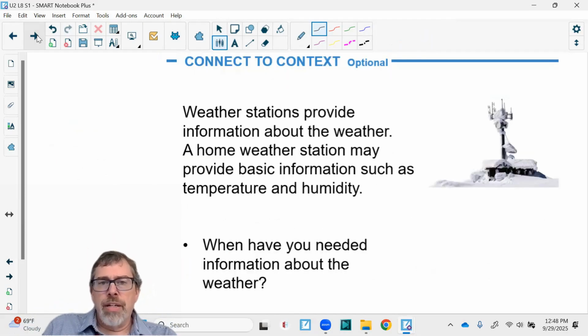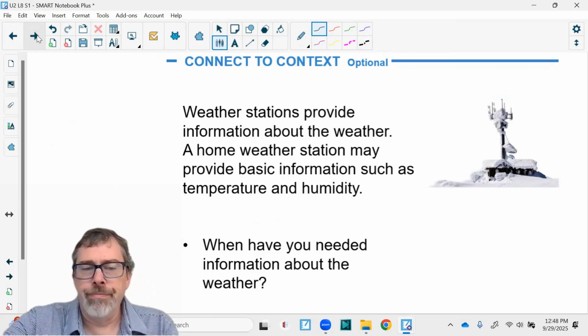Weather stations provide information about the weather. A home weather station may provide basic information such as temperature and humidity. When have you needed information about the weather?